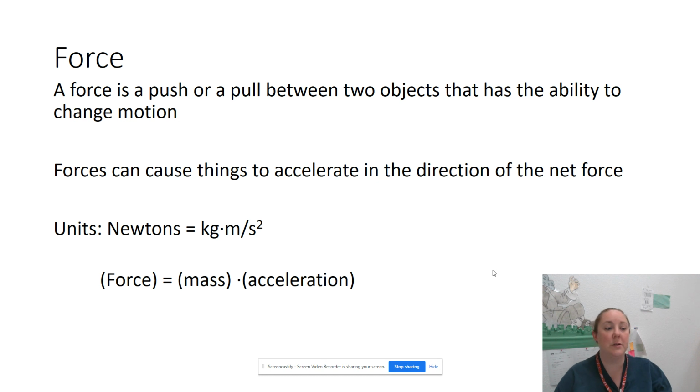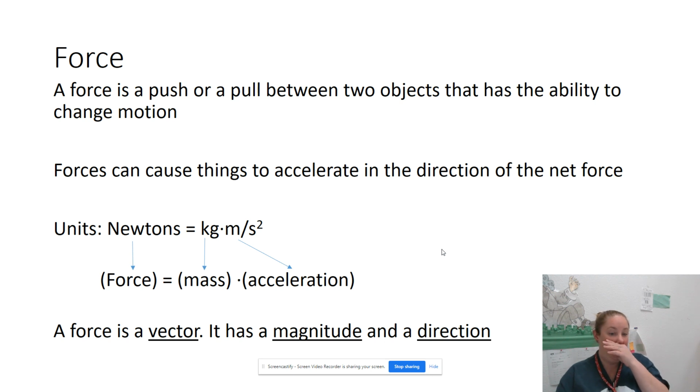The unit for force is newtons, and if we were to break it down, that would be kilograms times meters per second squared. And where does that come from? If you recall back in 7th grade, 5th grade, and maybe back to 3rd grade, force equals mass times acceleration. That is synonymous with newtons for the force, mass in kilograms, and acceleration in meters per second squared.